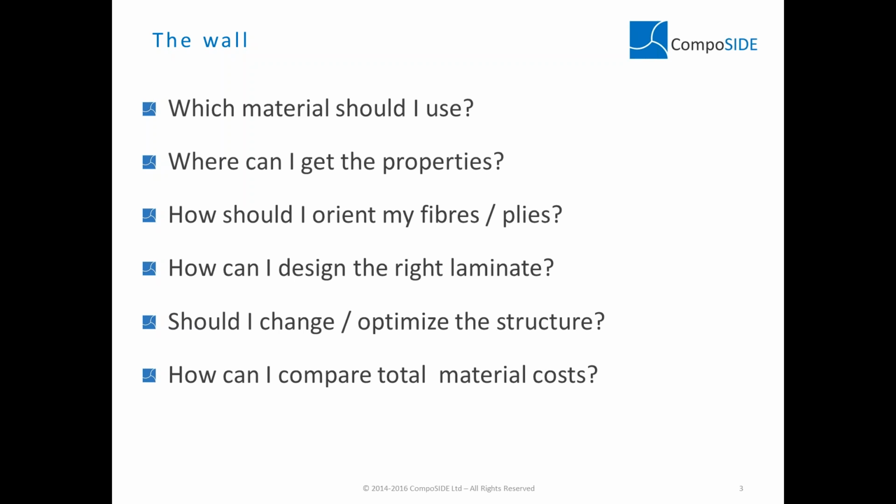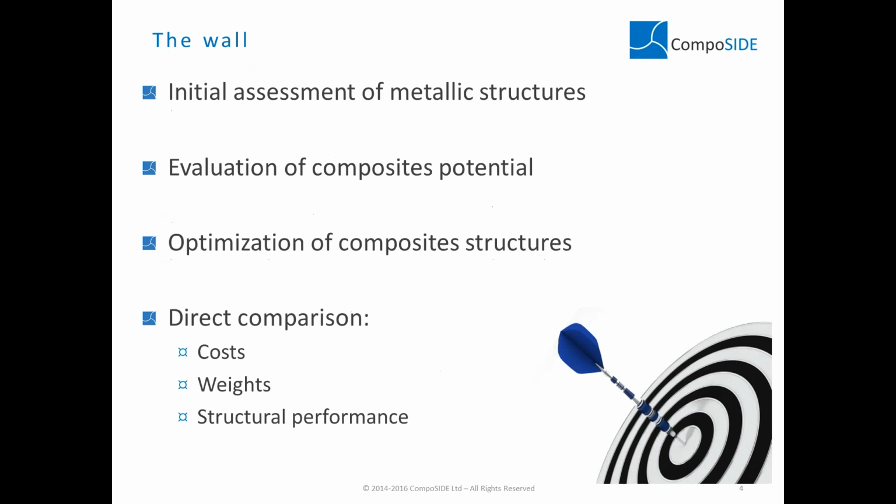And finally, the very last question, I promise, is how can you actually compare the material costs? How much resin, adhesive, and cores are needed for your structures? How much of those are going to be in the final product, and how much are going to be wasted during the manufacturing process?